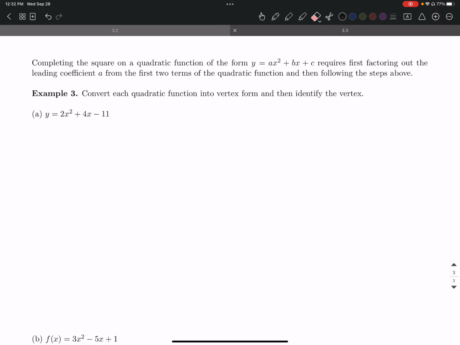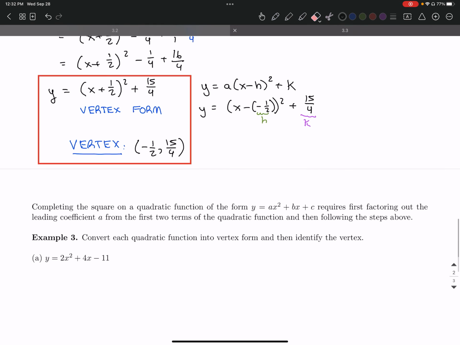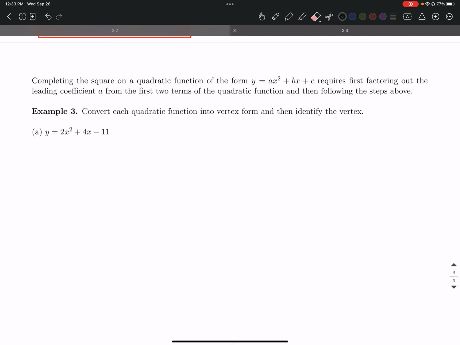Now, the above only works if we're dealing with a quadratic of the form x squared plus bx plus c. What do you do if you have a number other than 1 in front of the x squared? That is addressed with our next example. Completing the square on a quadratic function of the form y equals ax squared plus bx plus c requires first factoring out the leading coefficient a from the first two terms of the quadratic function and then following the steps above. Let's take a look at what this will look like.